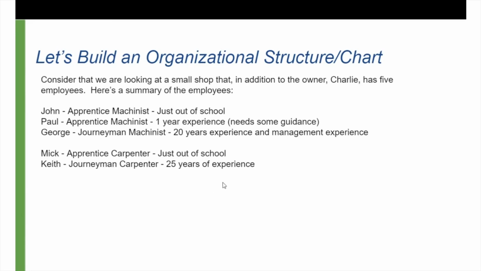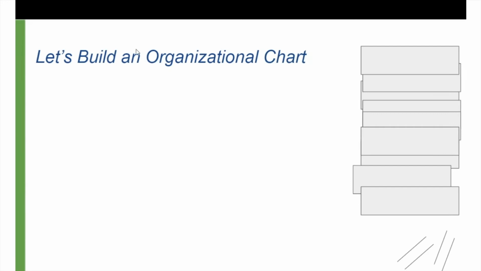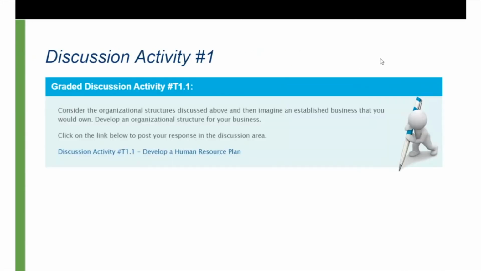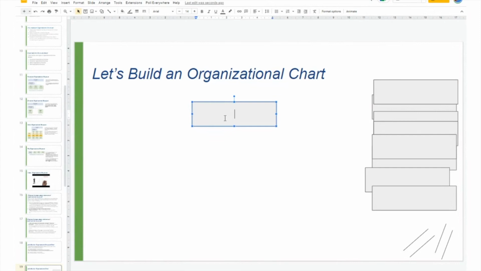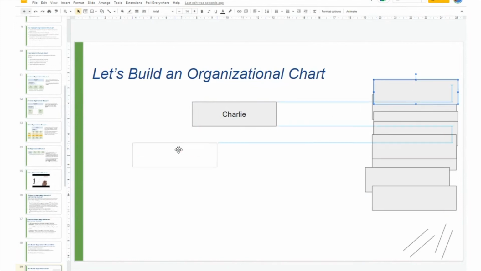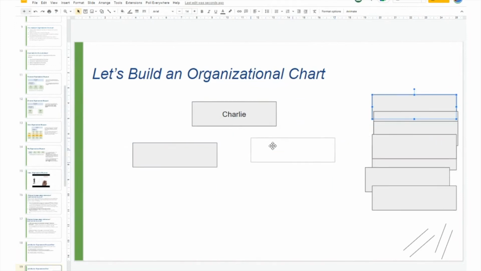Well, we've got two distinct groups, don't we? We've got the machinist group and we've got the carpenter group. So if we took Charlie and put Charlie up here, Charlie's the boss. And we said, okay, there's the machinist group and the carpentry group. So this is very much a divisional type of thing.